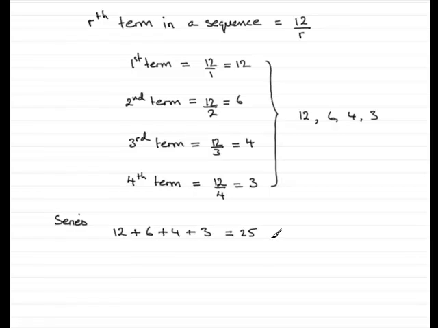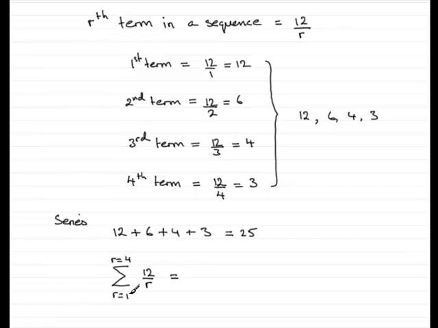Statements like this can be written in shorthand by using the sigma sign. And the sigma sign is this Greek letter. Used in this particular context, what we would do is write the rth term of the sequence, in this case 12 over r here, and we set r going from 1 all the way up to r equaling 4. And how does this work?